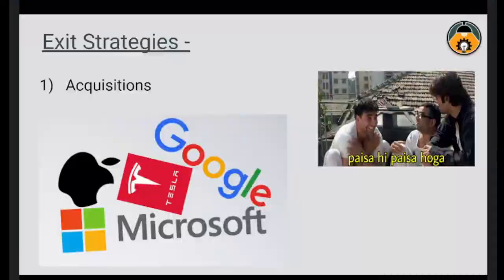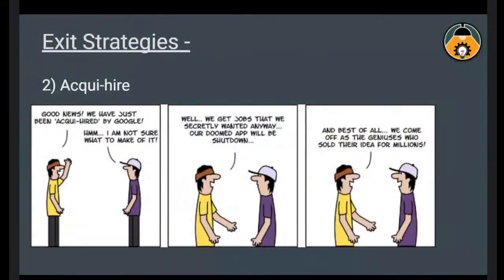Next, acquihire. Acquihire is a strategy used to acquire talent when one company buys out another company primarily for the skills and expertise of the staff. Here, we can see that the guy in yellow is very happy because his company is actually acquihired by Google, because Google was impressed by the skills and expertise of the staff. And he, along with his co-founders, will be working under Google, which may be a dream of many of you listening to me today. Next.